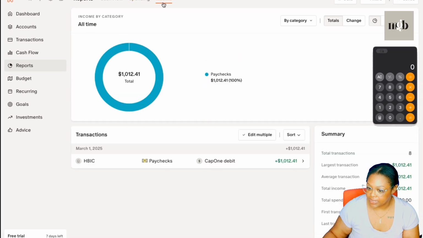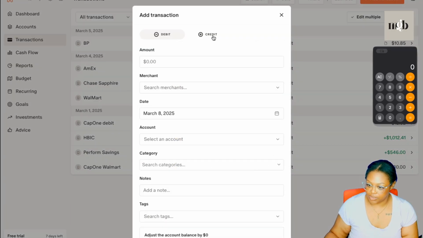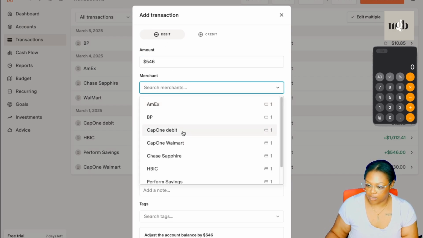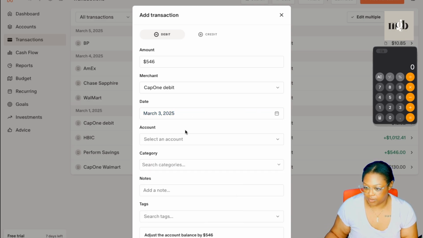All right, my income, period. All right, let's enter some more transactions. So this is going to be the transaction of me transferring into my Capital One debit. What day was that? It posted on the 3rd. I'll put the 3rd.